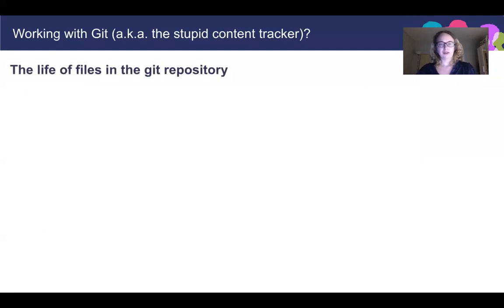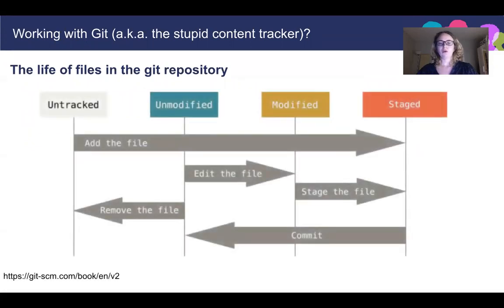And the first thing to understand when working with Git is the life of files in the Git repository. We'll be using this figure that is a bit complicated at the very beginning, but I will keep this figure during my presentation and hopefully at the end, you will understand it more. So one thing that I want to say at the very beginning is that the file can have four different states in a Git repository: untracked, unmodified, modified, and staged. And you will see how the files move between these states when you are creating a new repository and when you are adding new files and changing these files.